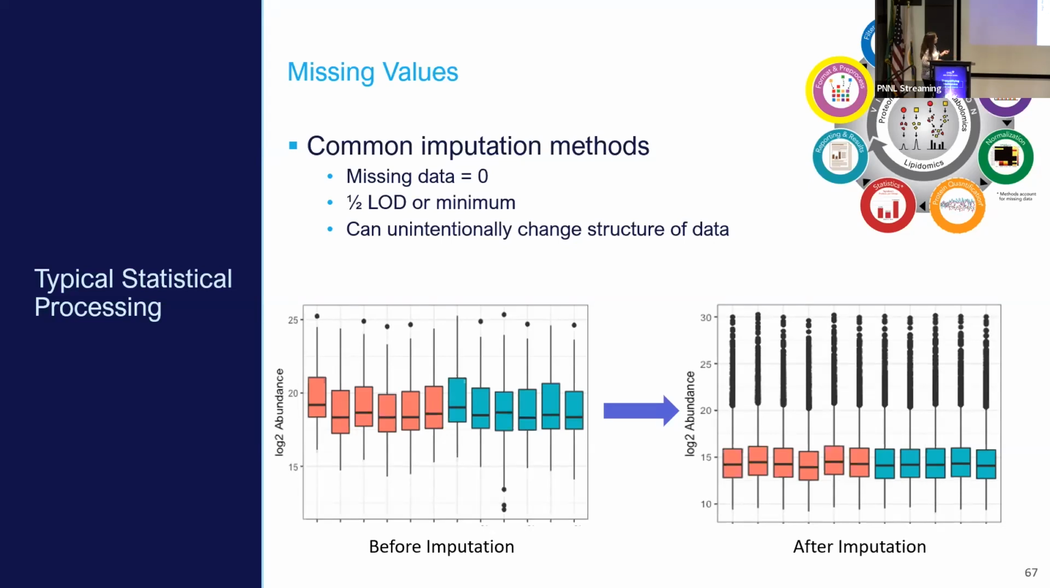And before imputation, we have our box plots for log 2 abundance. For the same data, if we do this half the limit of detection, we get a very different looking plot for those same samples. So just be aware that imputation can really change the structure of your data and influence the downstream statistical results that you obtain.